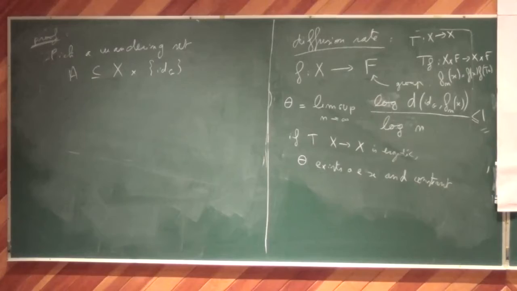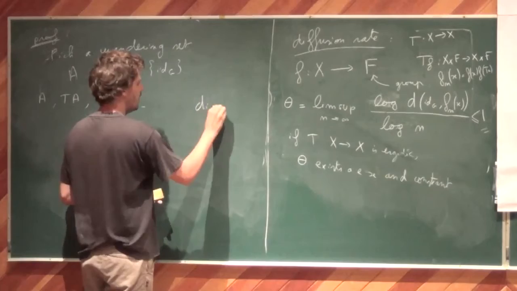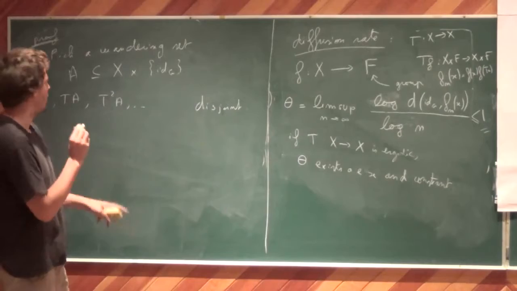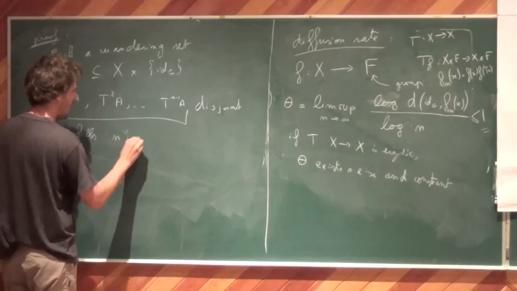So what you do, you consider A, T of A, T square of A, and so on, and these are disjoint. And because I assume invertibility of my transformation, all of these have the same measure. So up to time N, this fills N times mu of A in measure.